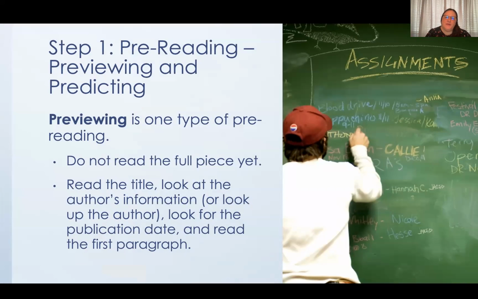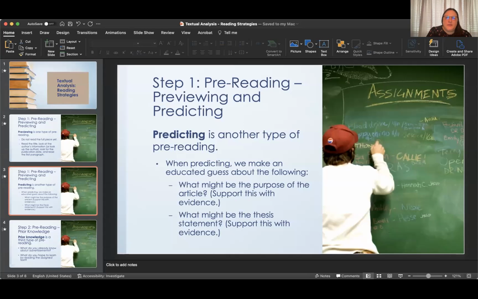This is where we read the title, we look at the author's information, or we can look up the author, right, if we don't see any information written about them on the piece. We look for the publication date, and we read the first paragraph. What you will do is you will be using The Mighty Image.